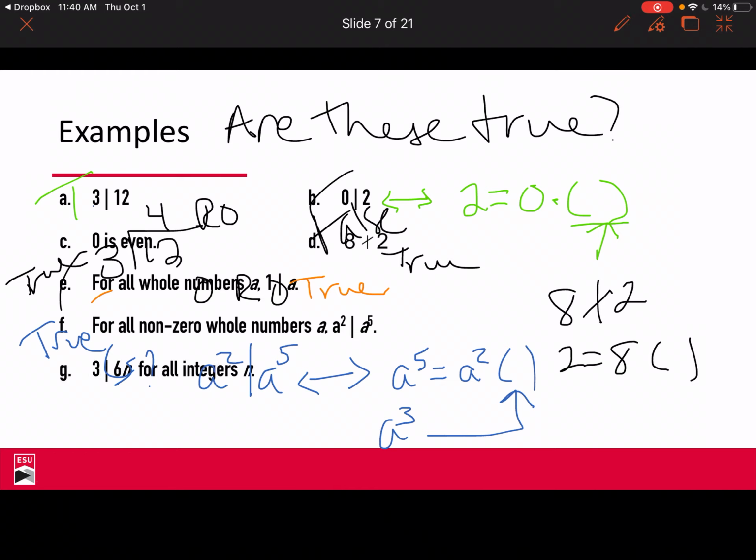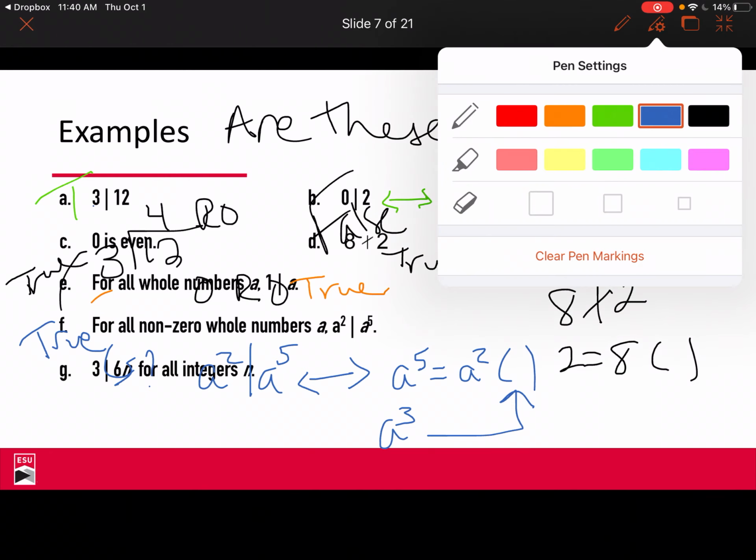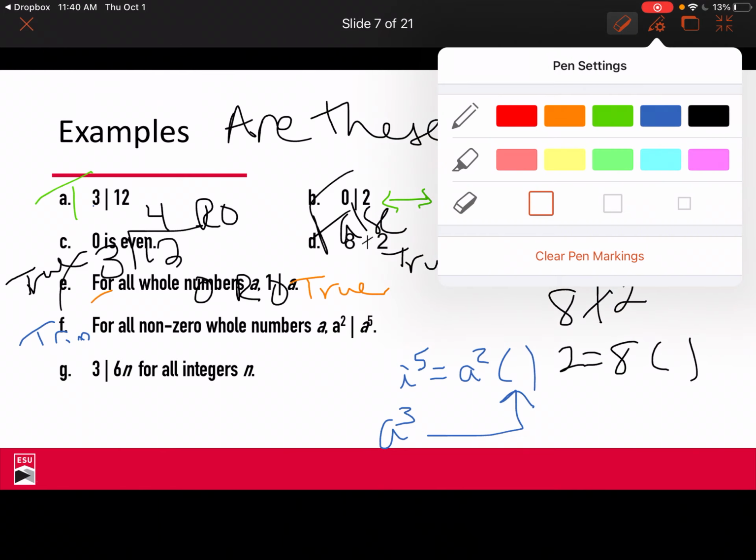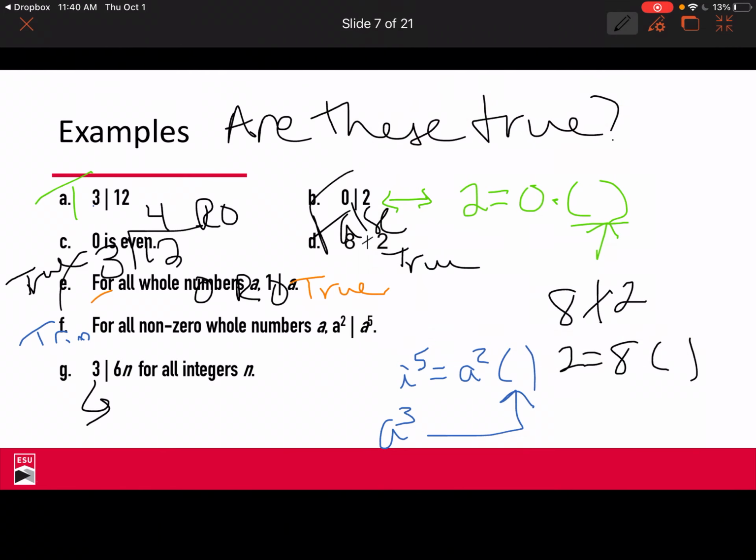Here it says, is it true that 3 divides 6n for all integers? If so, that means that 6n equals 3 times something. Well, if I put a 2n in there, 2 times 3 is 6, and we have an n in both places, and so that is true.